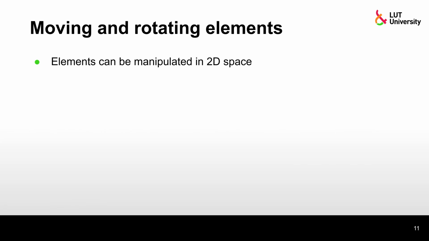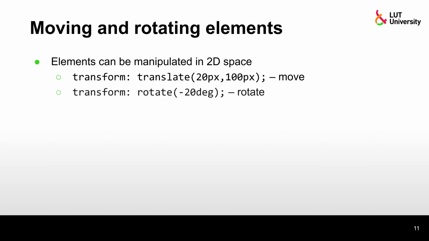Then there is this moving and rotating elements. So elements can be manipulated in 2D space. Actually, they can be manipulated also in 3D space, but web pages are not that often 3D, so it's not that important. So we can use this transform command and translate some element. So it basically means that we are moving it 20 pixels to right and 100 pixels to the bottom, if I remember correctly. We can rotate it 20 degrees to the left. We can scale it, so it's scaled 50% in x-axis and 50% in y-axis.